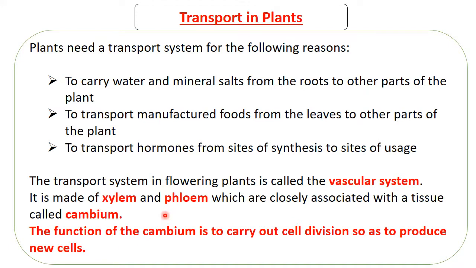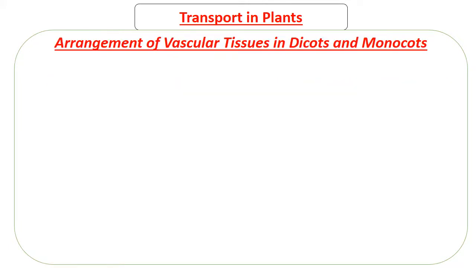So why are we talking about the cambium? It's because it is somehow closely associated with the xylem and phloem. We're not going to look at that in details, but you're going to be able to understand the physical layout of the xylem and of the vascular system, because the cambium is also involved. So we're going to take a look at arrangement of vascular tissues in dicots and monocots. What are dicots and what are monocots? So dicots and monocots are just two types of plants.